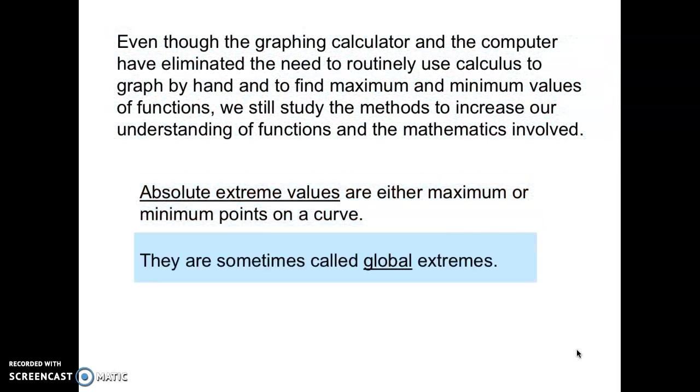Absolute extreme values are the definition of either a maximum or minimum point on a curve. They are sometimes called global extremes. The global minimum, the global maximum, the absolute minimum and maximum are the highest and lowest values that a function will attain in a given domain region.